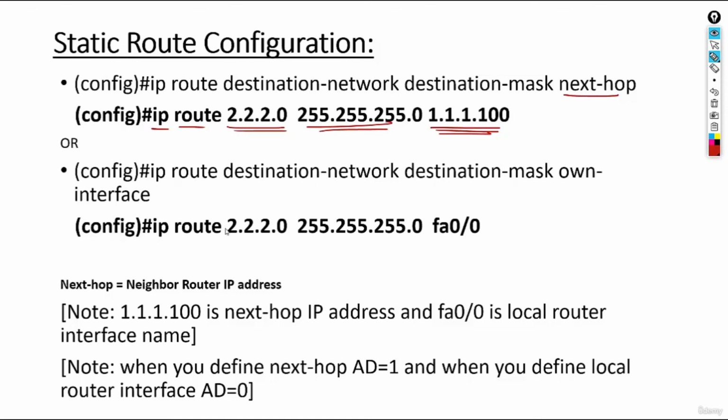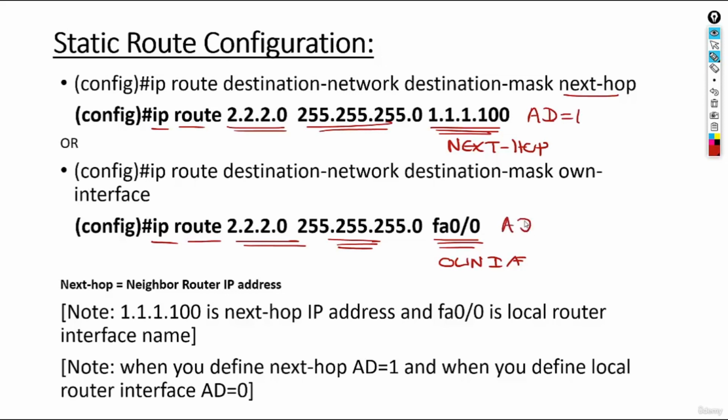Or method 2 is you can type ip route, destination network, destination mask. Then you put your own interface name. This becomes your next hop. Most of the time, industry prefers method 1, the next hop address. But here administrative distance is 1. In this case, administrative distance becomes 0. So static route has two administrative distances. One is 0, the other one is 1. It all depends on how you define the static route.